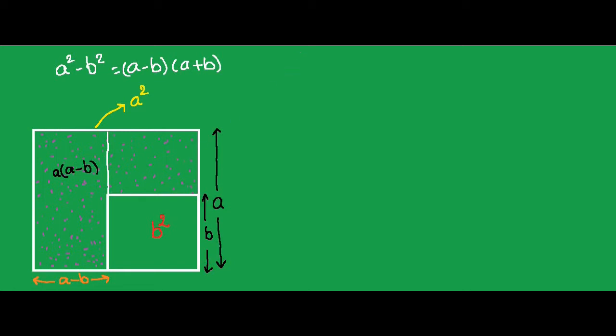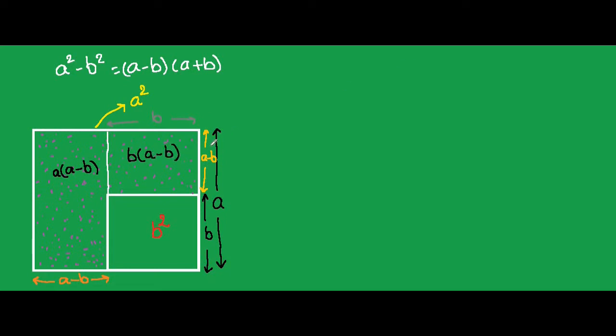Similarly, for this rectangle, its length is b and its breadth is a minus b. Its area will be length b times breadth a minus b.